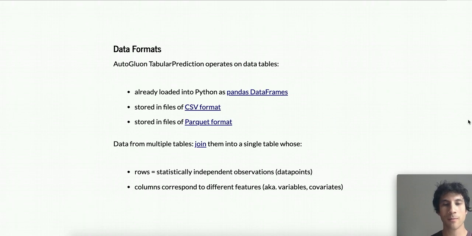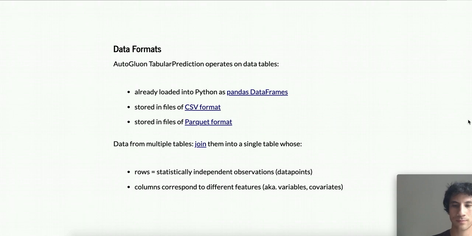If you have data from multiple tables, it's important that you first join them into a single table where the rows correspond to statistically independent observations, i.e. data points where the goal will be to produce one prediction for one data point on future data. The columns should correspond to individual features, aka things that are measured in your data, also referred to as variables or covariates.